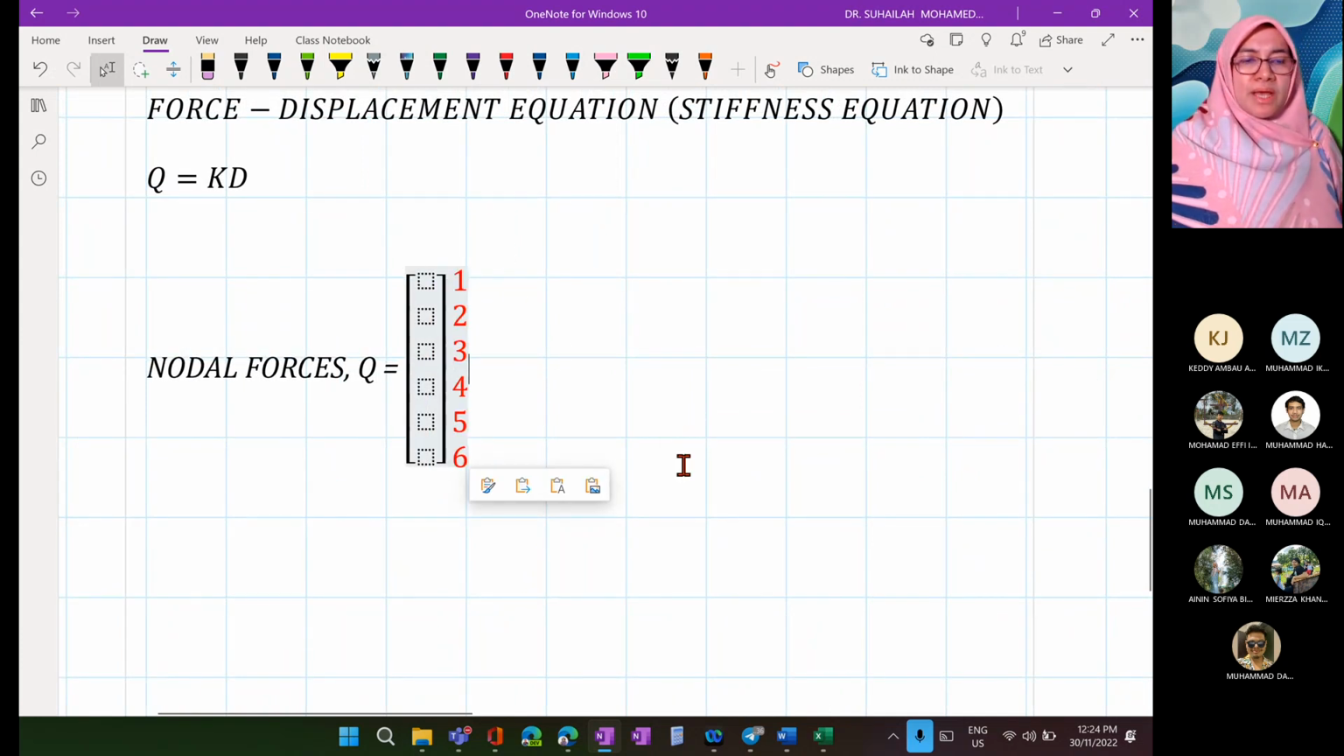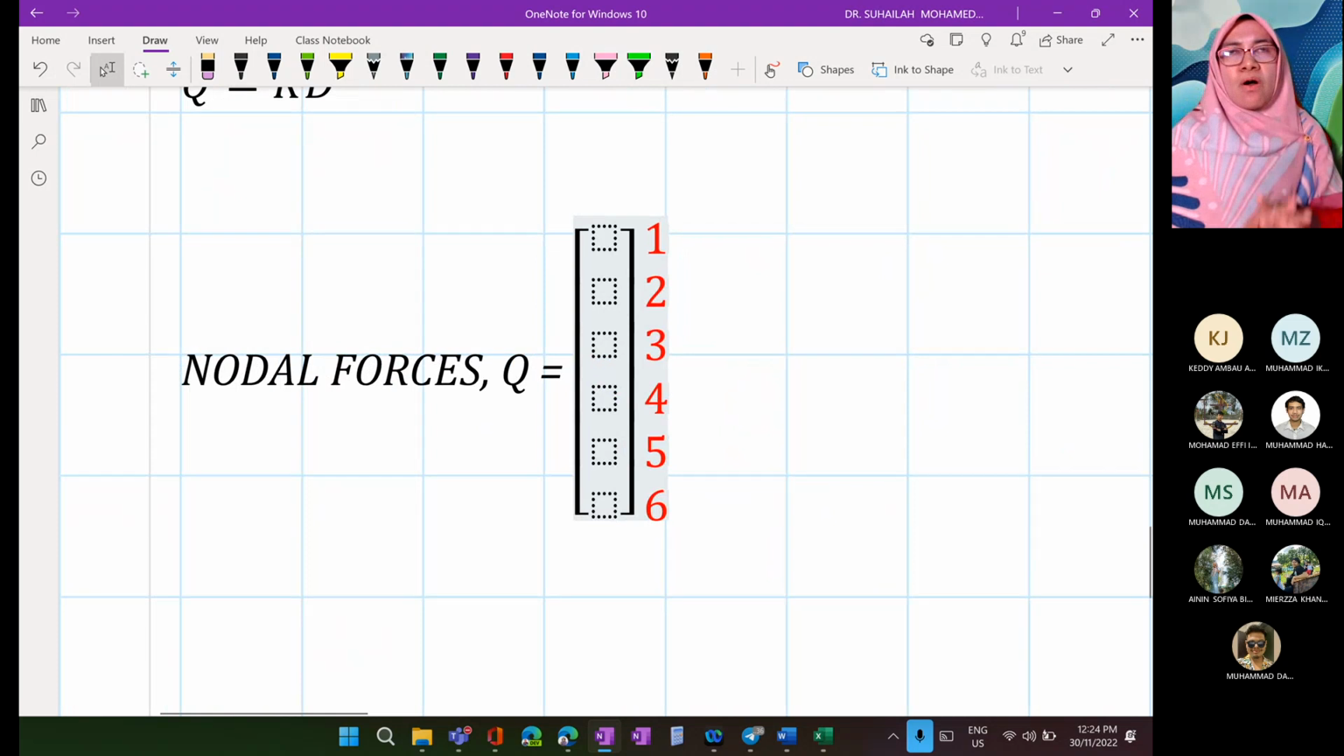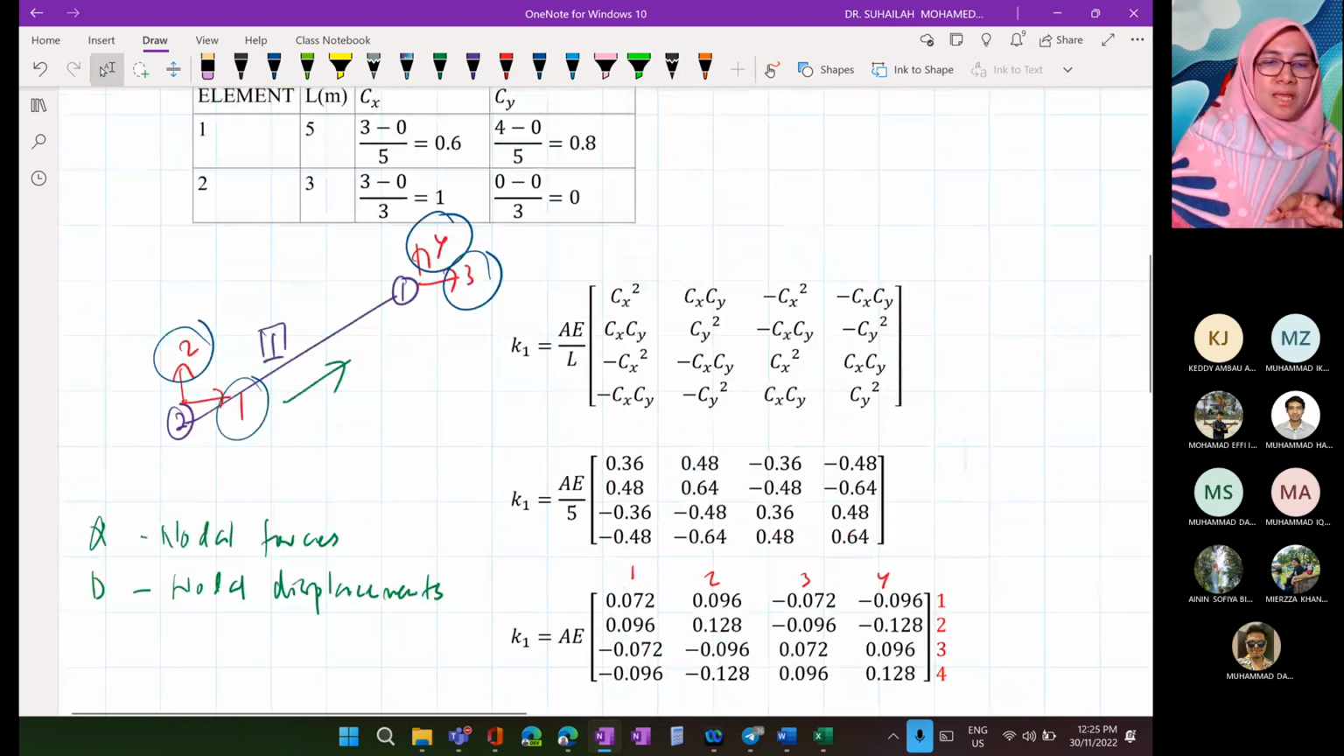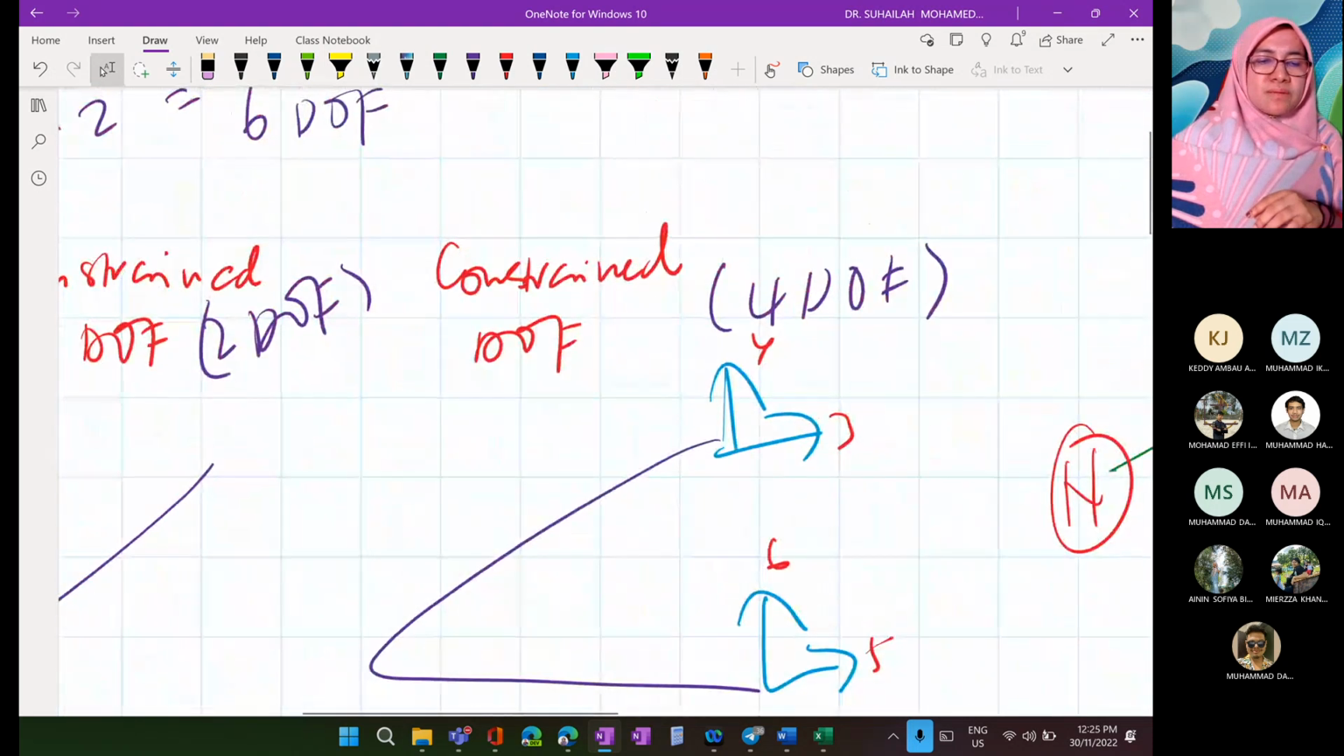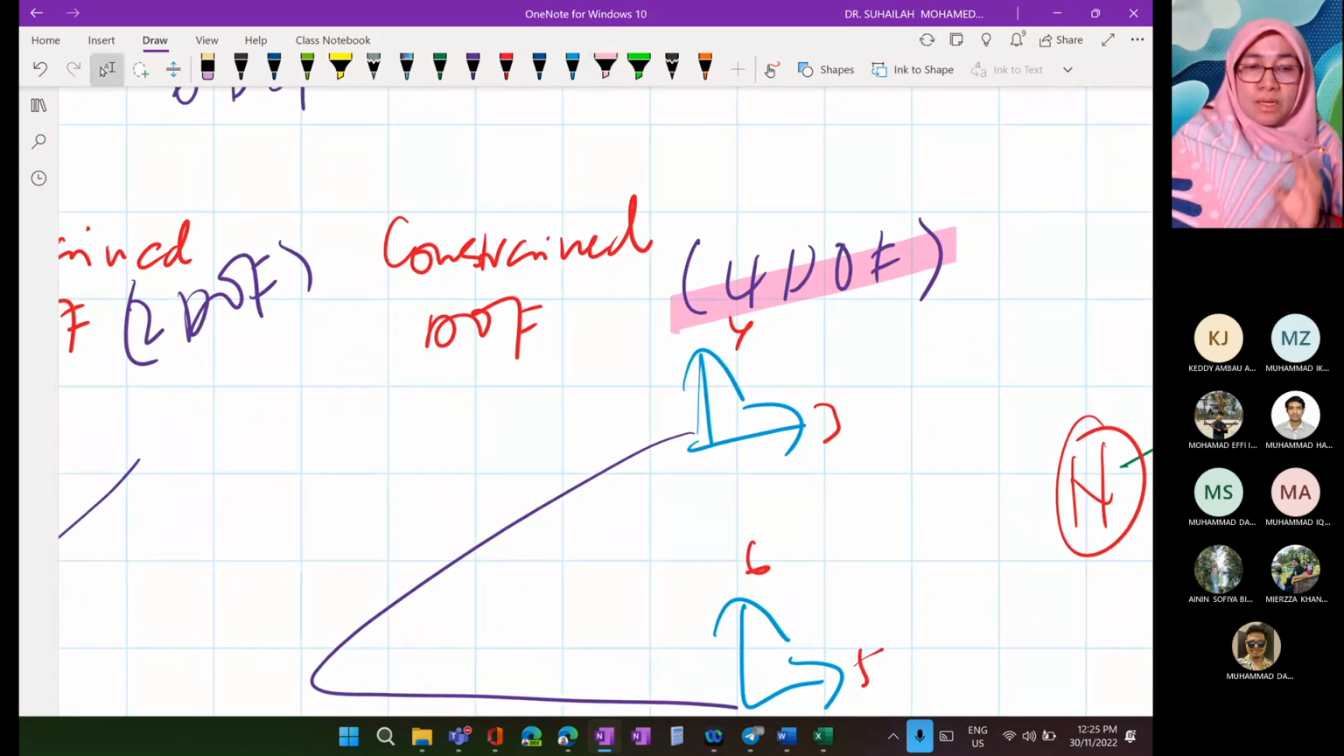1 to 6. Okay, so inside nodal forces there are 4 unknown reactions. 4 unknown reactions in the constraint system. The degrees of freedom in the constraint system represent the number of unknown reactions. There are 4 unknown reactions.